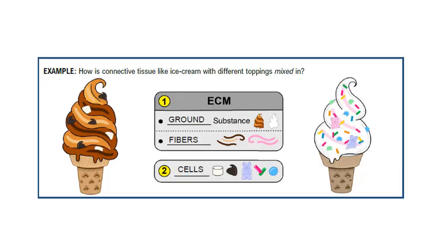I mean, you want to eat the ice cream, so just think about the matrix, the actual ice cream, and you know, the fiber and the cells. So this is the kind of arrangement that you have. Okay.